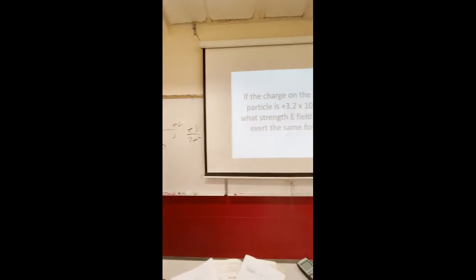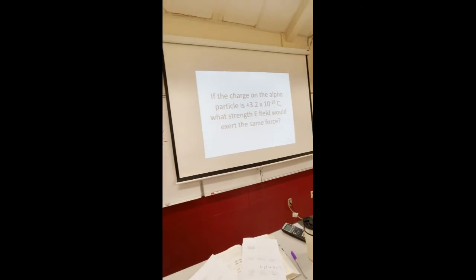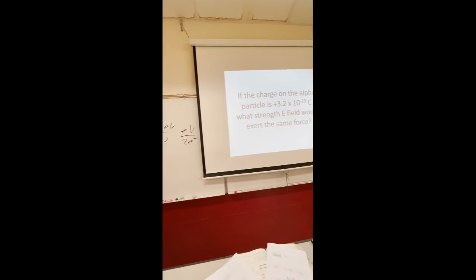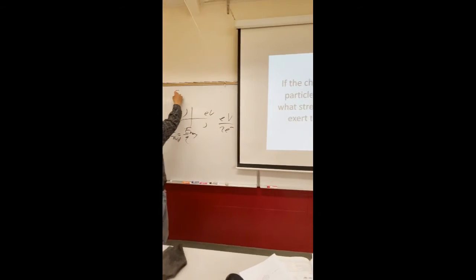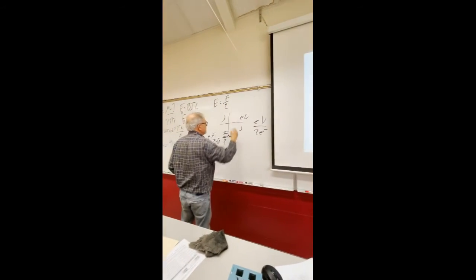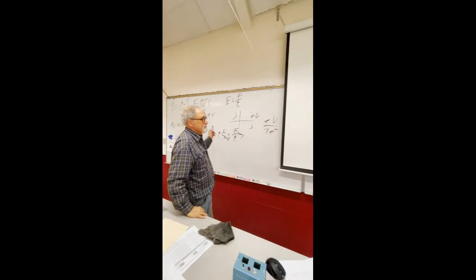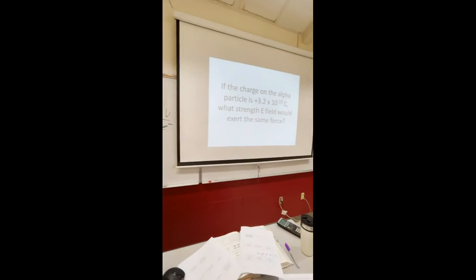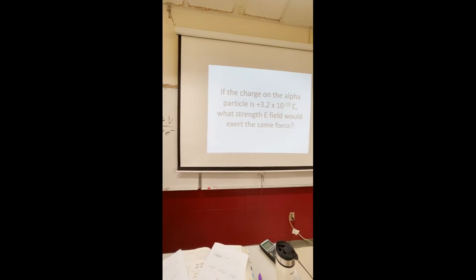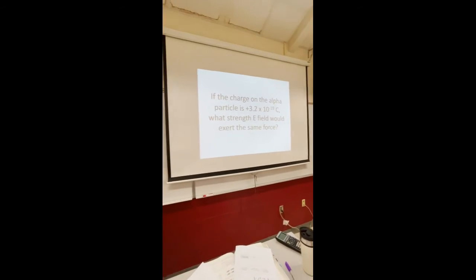Now, if the charge on the alpha particle is this much, what strength electric field? So E is the force divided by the quantity of charge. We've got the force from earlier. We just take that force divided by that many electrons, and it'll give us how many newtons per coulomb.